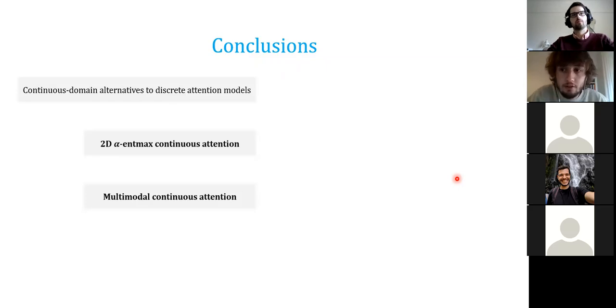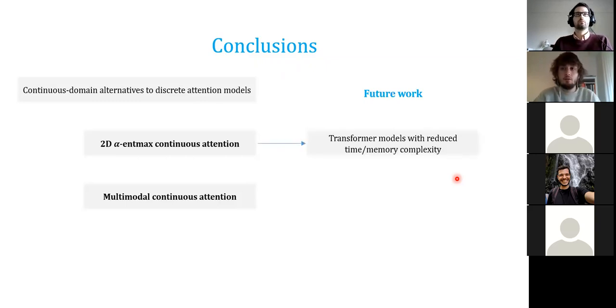Besides, we generalized this concept to multimodal distributions and experimented on visual question answering, which allowed us to obtain smoother attention maps than the ones generated by discrete models. Our work opens up interesting possibilities for future research in computer vision or in other areas like natural language processing. For instance, our attention models, by using fewer basis functions than features, may potentially be used to reduce the complexity of the self-attention module in transformers.